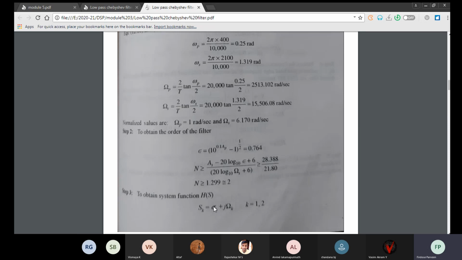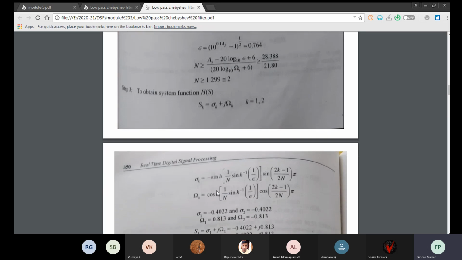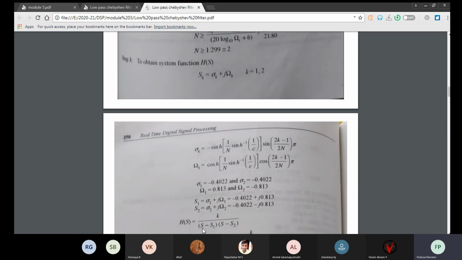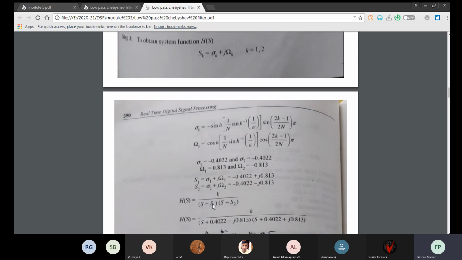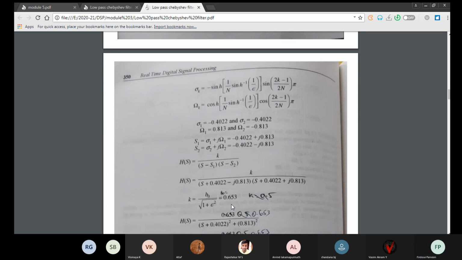To calculate S1 and S2 you want sigma k and you want omega k. So sigma k and omega k formula is given here. Okay. So substitute here for sigma 1 and omega 1, you will be getting S1. Substitute for sigma 2 and omega 2, you will be getting S2. So h of s will be equal to k divided by (s minus s1) into (s minus s2). So calculate this one and tell whether you are getting the same thing.